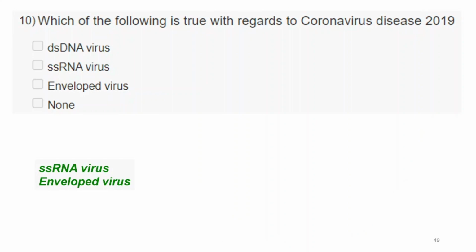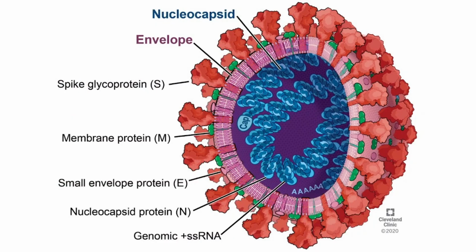SARS-CoV-2, or coronavirus disease, is a single-stranded RNA virus. This is a spike glycoprotein that basically attaches to the host cell ACE2 receptor, triggering the entry of the virus into the host cell. These are the membrane protein and the small envelope proteins, and it's covered by an envelope as well. There's a lipid envelope covering the virus as well.